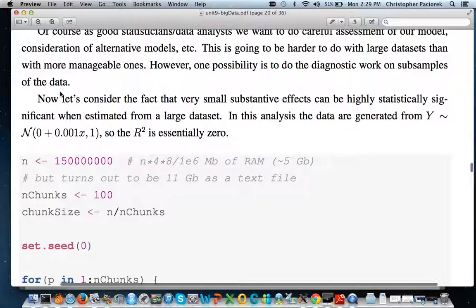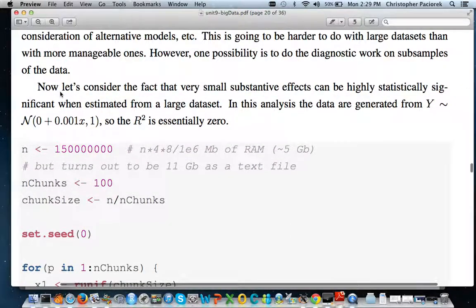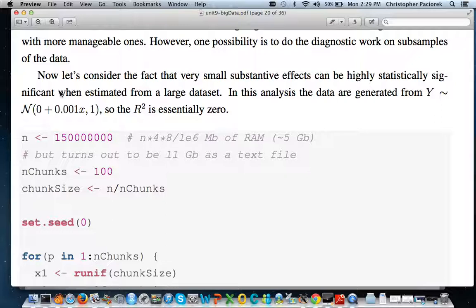The other point I want to make here is just about the fact that when you've got a big enough data set, you're going to see statistical significance in almost every variable that you look at. And that's not going to be a very good screening tool for trying to understand what are the important things going on in your data.